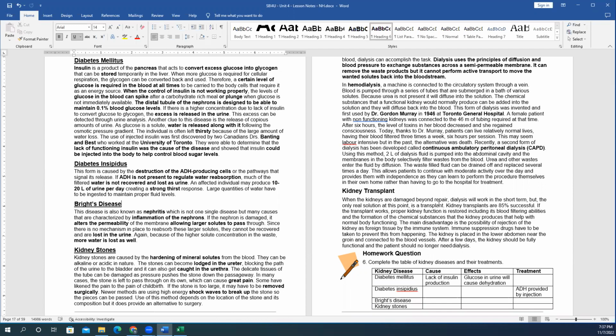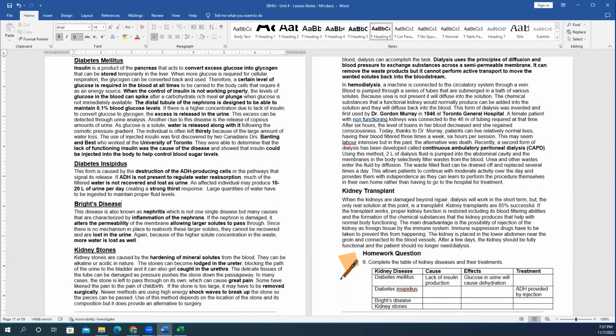And although this seems to be quite intensive, if you can imagine, without it, the alternative is quite deadly. And so nowadays, there is another form of dialysis developed that's called continuous ambulatory peritoneal dialysis, or CAPD.